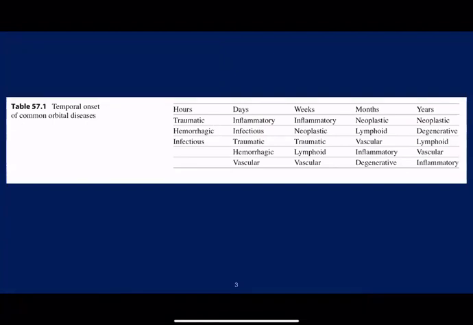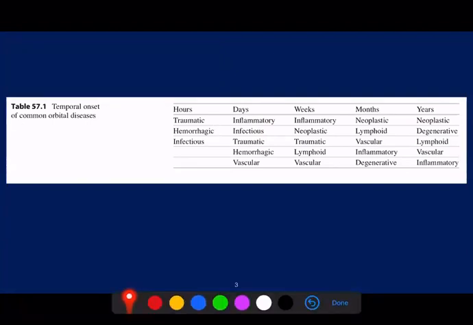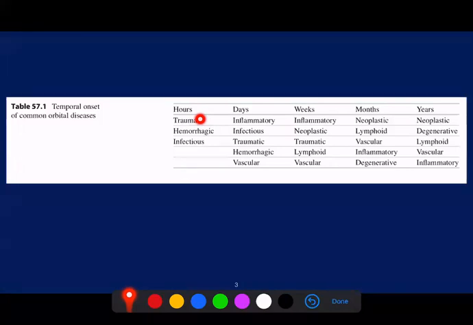Now, what about the onset? If you have a super acute, very fast presentation, you would think of something traumatic like emphysema, or hemorrhagic like retrobulbar hemorrhage. Infectious, in the case of any orbital abscess or supraorbital abscess. A super acute typical presentation is emphysema. This is a commonly asked MCQ question. The rest, I'm sure you know it.